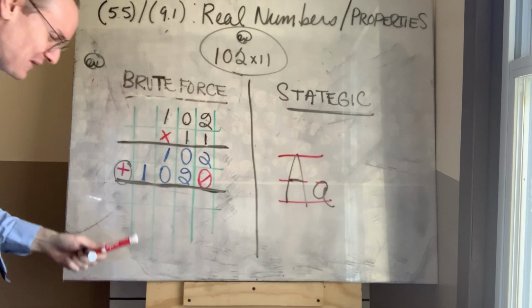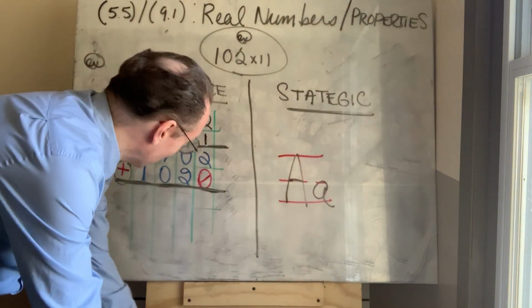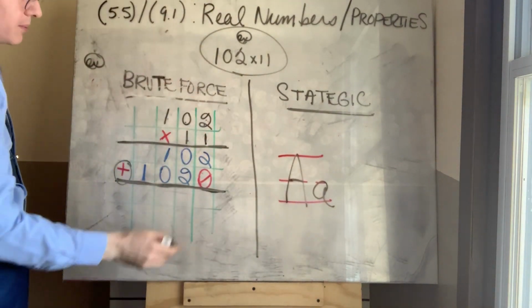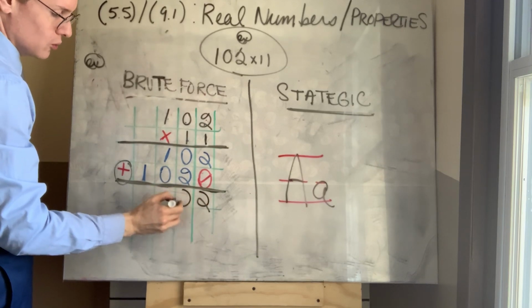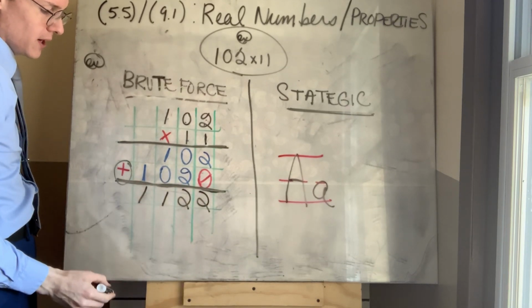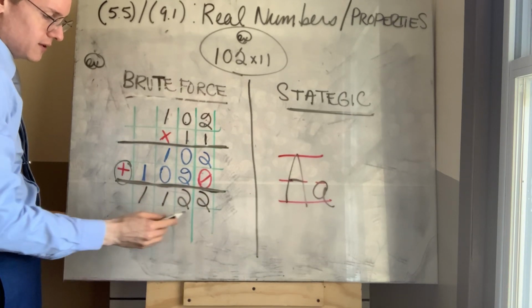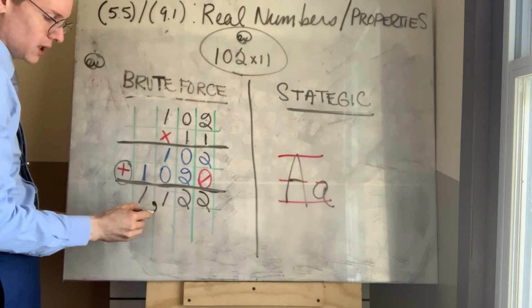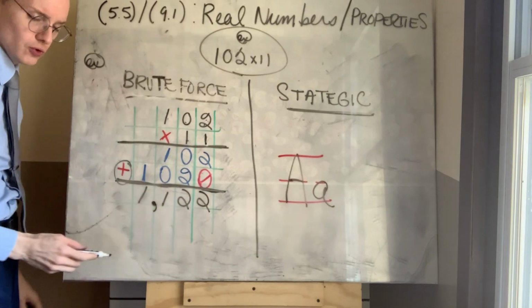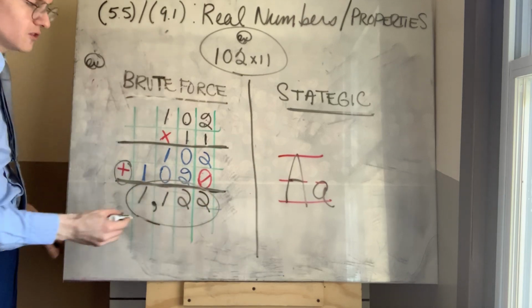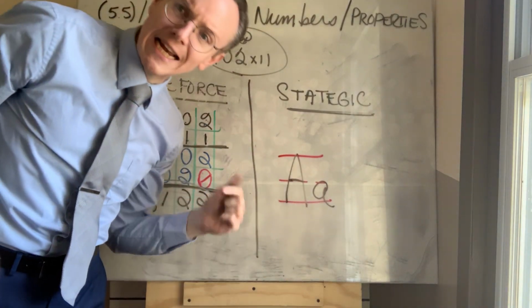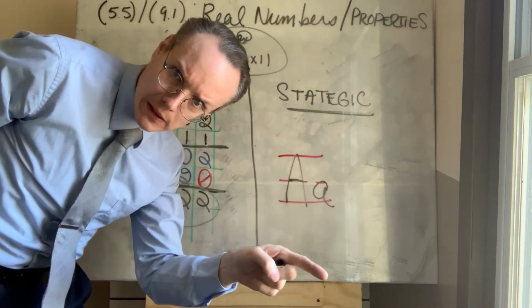Okay, so then you combine your answers here. You add up 2, 2, coincidentally 1, 1. And if you're following good etiquette, group of 3, you put a comma. So 1,122. You know what the answer is. That's brute force, it works. Neatness helps, is the point.